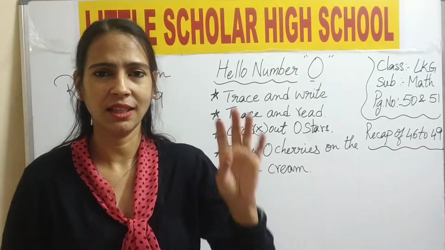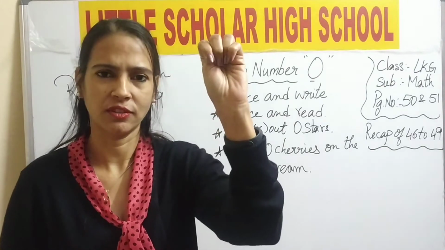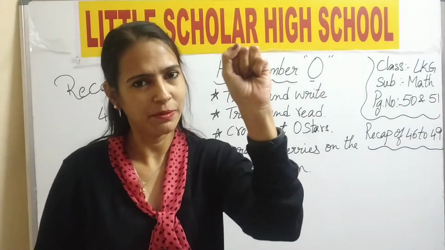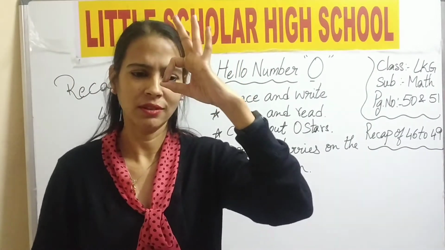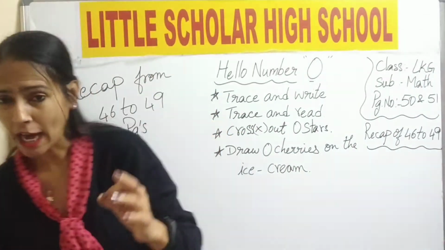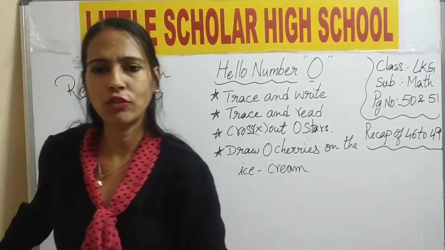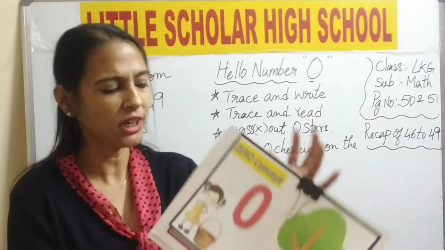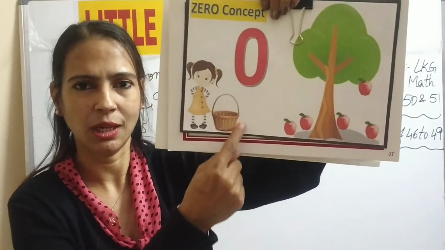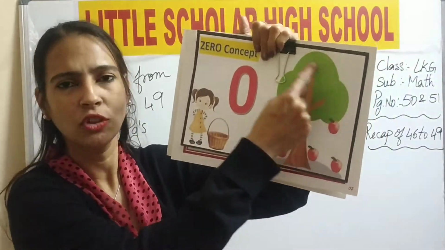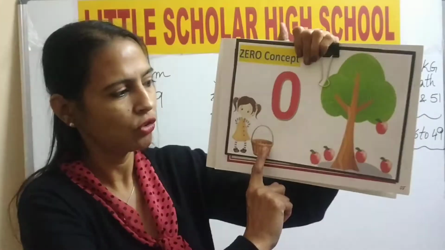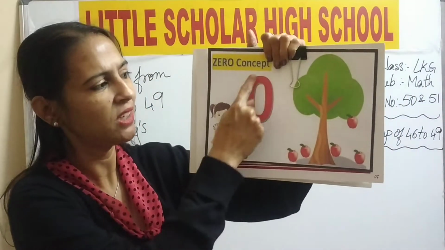0 means nothing. So we close our fist, right? Once you close it, it becomes nothing. That means 0. This is 0. It means nothing. So there were no apples in the basket. There were no apples on the tree, right? We have seen here no apples in the basket and no apples on the tree. So there are no apples. That means it is 0.